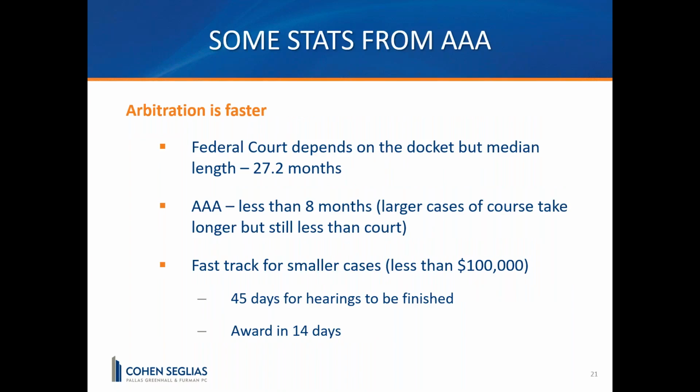So we received some statistics from the AAA as to how their process compares to a litigation process in front of a federal court. Every federal court is different. Some of them have what are called rocket dockets, but even a rocket docket is probably going to be like 9 months. But the average, according to the AAA, is 27.2 months from the filing of the complaint until the judge makes a decision. With the AAA, it's done in less than 8 months.